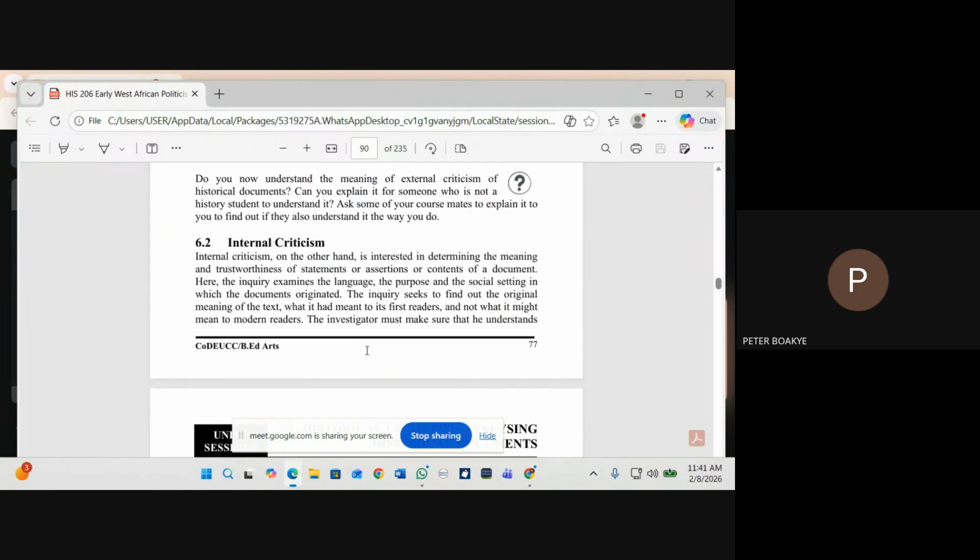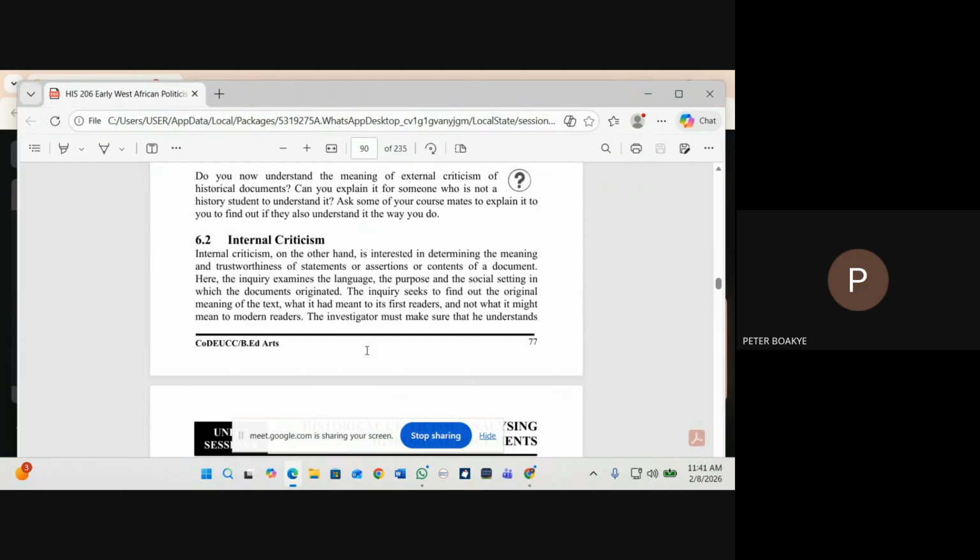Okay, so let's look at internal criticism. Internal criticism, on the other hand, is interested in determining the meaning and trustworthiness of the statements or contents of a document. Here, the inquiry examines the language, the purpose, and the social setting in which documents originated. That is the most important. The inquiry seeks to find out the original meaning of the text. What did it mean to its first readers, and not what it might mean to modern readers?